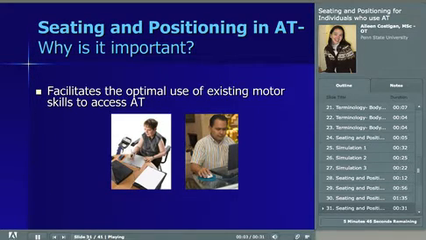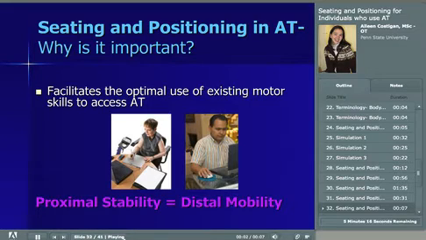So following our discussion of the goals of seating and positioning and dangers if seating and positioning is poor, it should now be clear to you that there is a great role for seating and positioning in assistive technology. The main reason for this is that a proper seated position facilitates optimal use of existing motor skills to access assistive technology. And this is accomplished via a simple rule that we will refer to throughout the remainder of the module. The rule is simply stated as follows: proximal stability equals distal mobility.